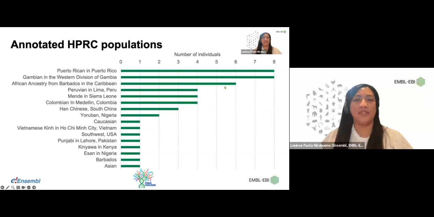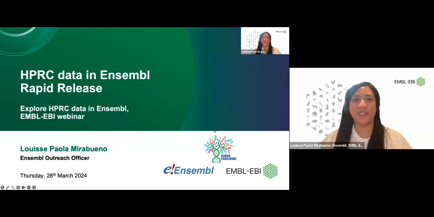On my slide, I've got a little graph of the number of individuals that have been sequenced so far, and the populations on the left-hand side. So far, the HPRC has produced genome assemblies of 47 individuals, or 94 haplotypes, from 16 different populations. These populations are from all across the Americas, Africa, and Asia. Okay, so that was a little introduction to the HPRC project.